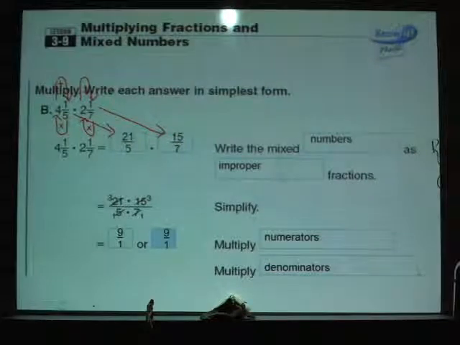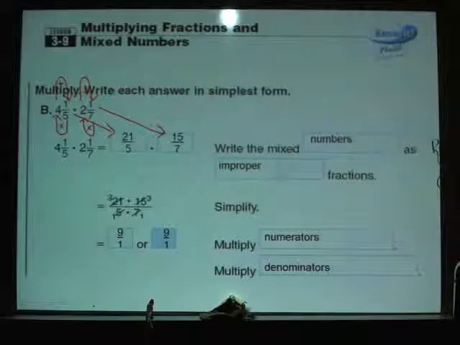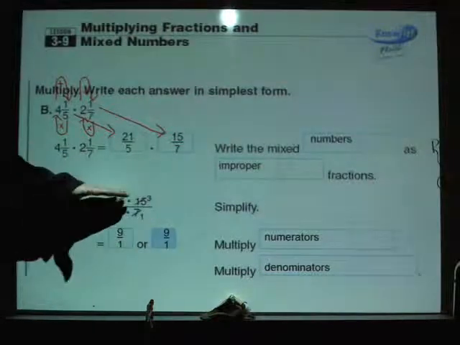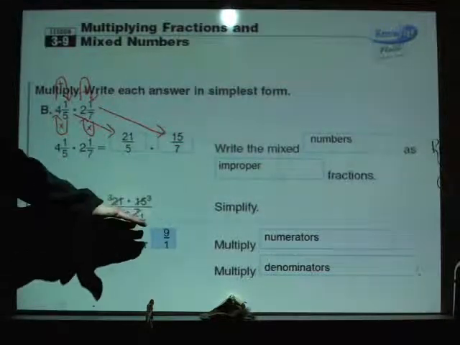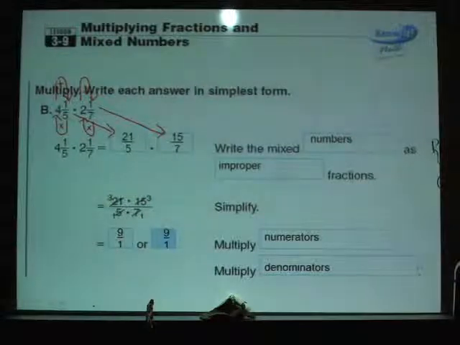And now that I've reduced everything, now I can go ahead and multiply. Again, we're multiplying straight across here. So I've got 3 times 3, which is 9, and 1 times 1, which is 1, and we end up with 9 over 1, or just 9. 9 divided by 1 is 9.